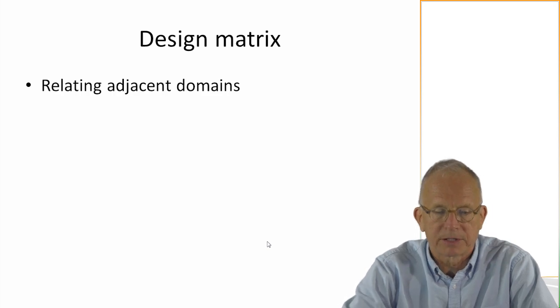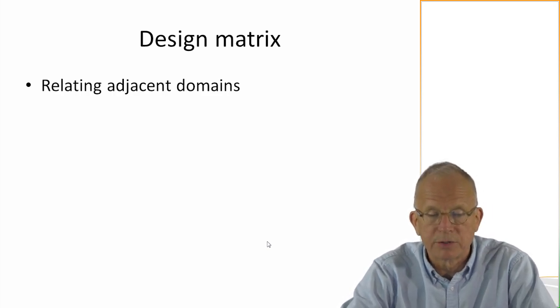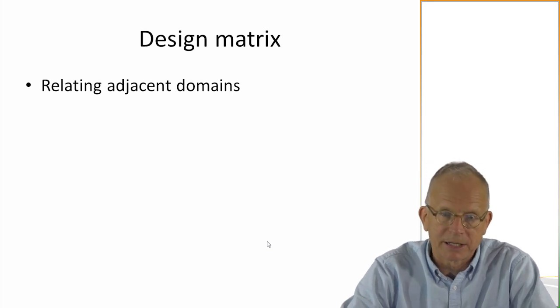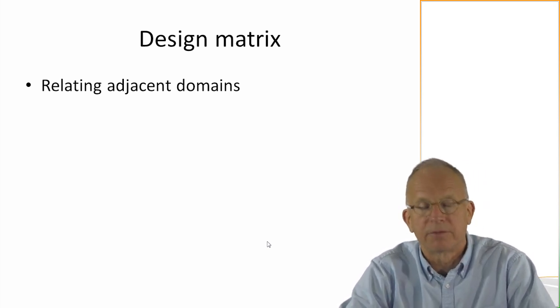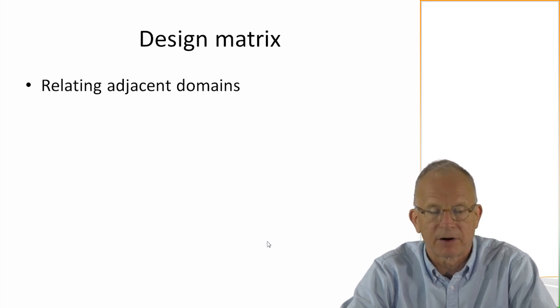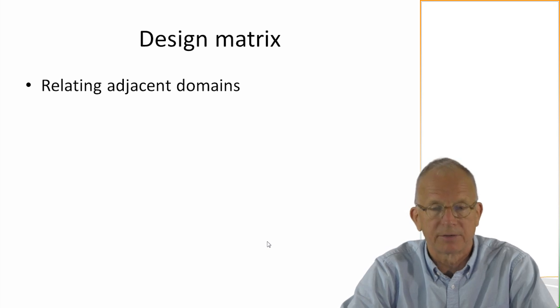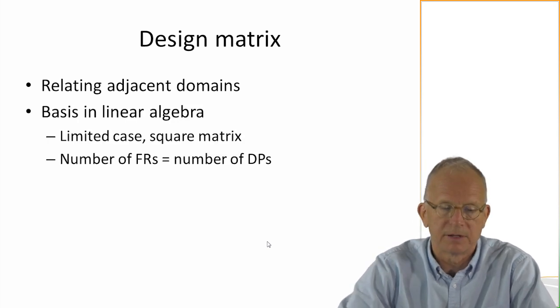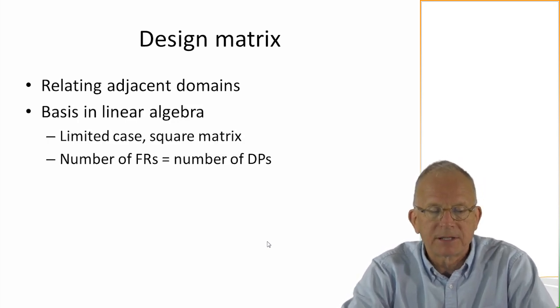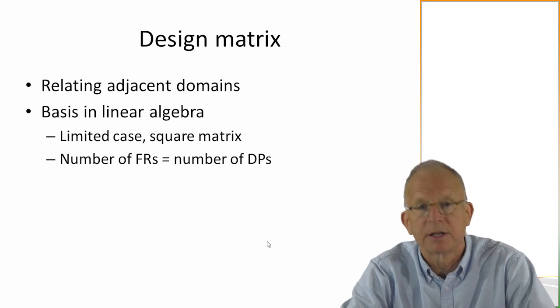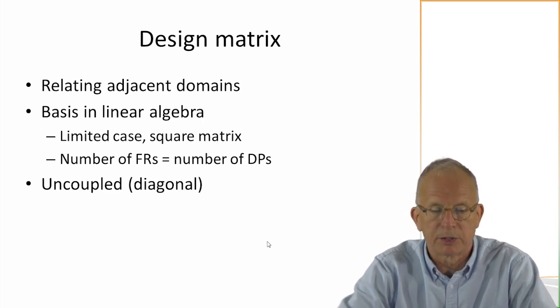The design matrix. The design matrix is used to relate adjacent domains. When we say design matrix, we usually mean the functional and the physical domains, FRs and DPs, and we would call it the process matrix if it's relating DPs and PVs. The basis is in linear algebra, although we have only a limited case here because the design matrix should always be square, because the number of FRs should equal the number of DPs.